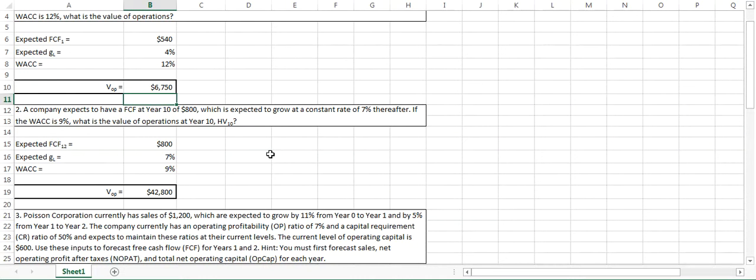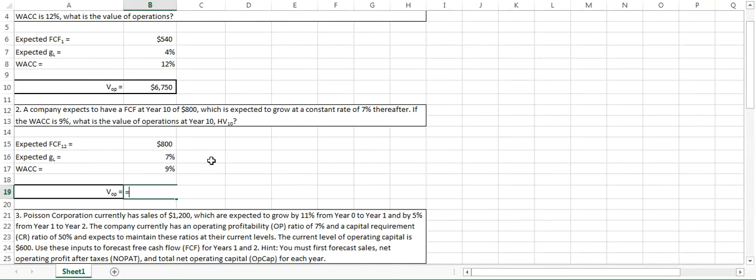In the next question, a similar problem, except this time we're told that the company expects a free cash flow at year 10 of 800, which is expected to grow at a constant rate of 7% thereafter. If the WACC is 9%, what is the value of operations at year 10, horizon value 10? That means that we need to first figure out the growth rate applied to the 800 because we need to find out the free cash flow at time period T1. 800 is at time period T equals 0.